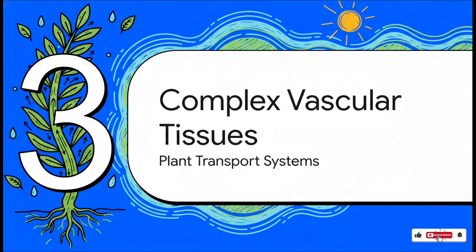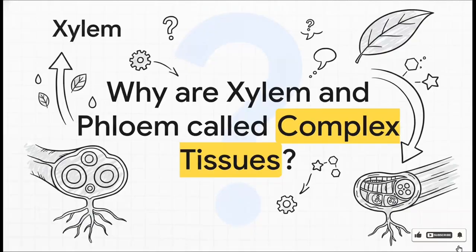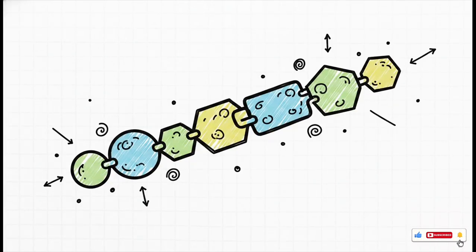Awesome. Let's jump to Section 3, Complex Vascular Tissues. This is all about the plant's massive transport system. Okay, quick question for you to check your active recall. दिमाग लगाओ थोड़ा. Why exactly do we call xylem and phloem complex tissues? We just covered the definition of a tissue 5 minutes ago. Any guesses? Yep, it's right in the definition. They are complex because they consist of different types of cells.